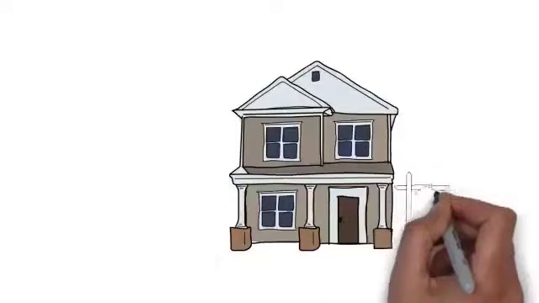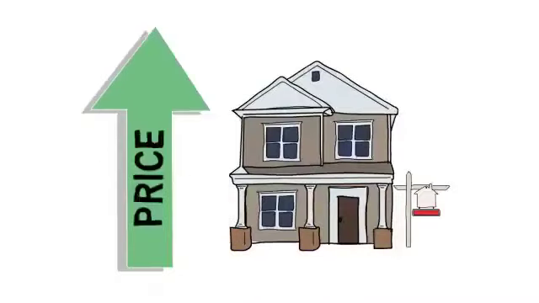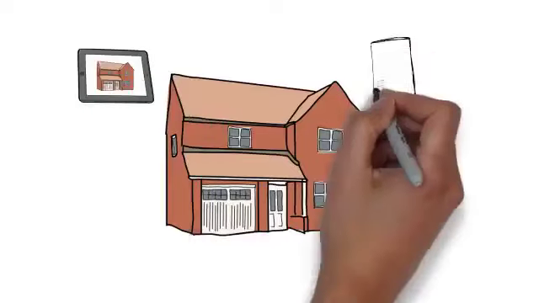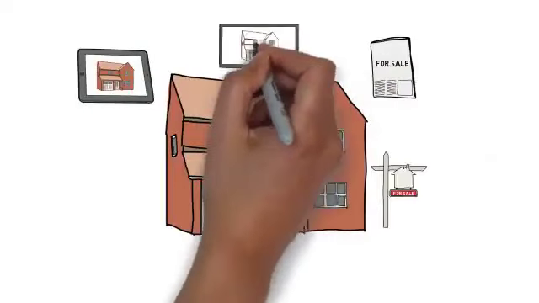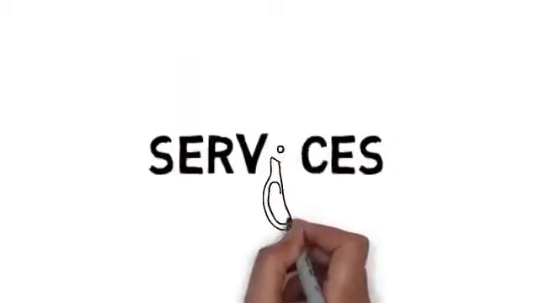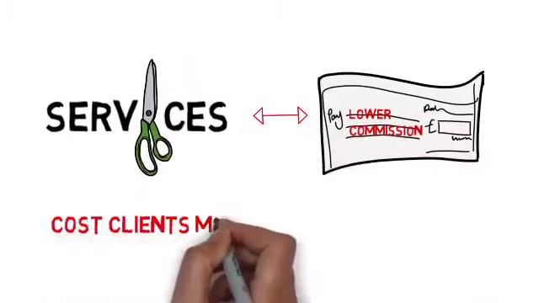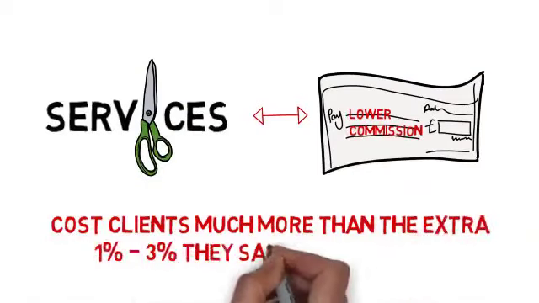Virtually all sellers want to obtain the highest price possible for their property. No matter what you are selling, maximum exposure to the marketplace is a critical factor in achieving the highest price possible. Companies who cut services in exchange for taking a lower commission often cost clients much more than the extra 1-3% they save in commission. Depending on the sale price of your home, the cost can be tens of thousands of dollars.